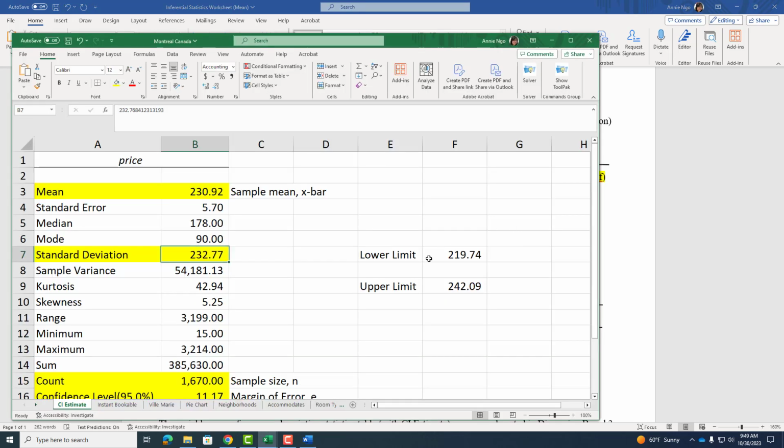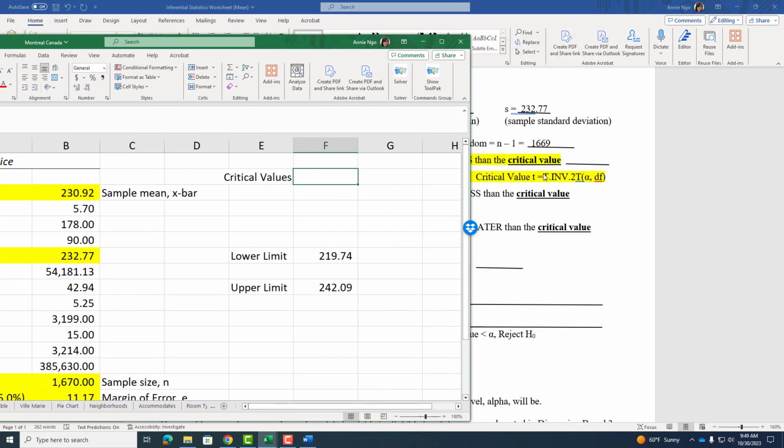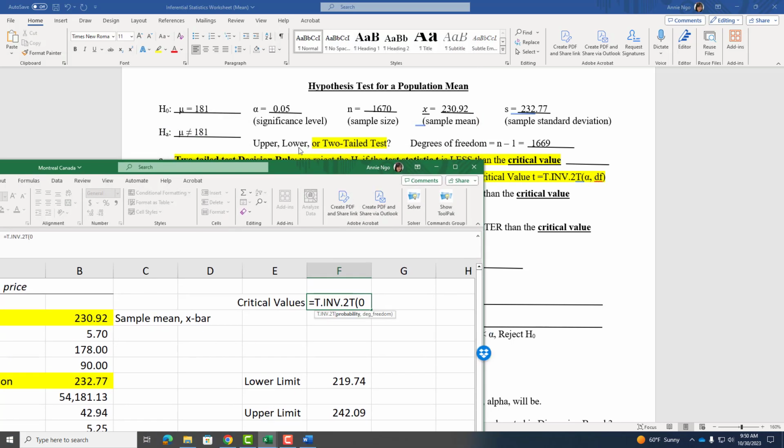So what you can do, for instance, so I need to find my critical values. So I'm just going to use the formula that I have provided on the worksheet there. So equals T.INV.2T parentheses. The alpha I chose, that's the 0.05. And my degrees of freedom, I found right here, which was my n minus 1. So that's 1669. Close parentheses and hit enter. So my critical value is 1.96 and a bunch of numbers.